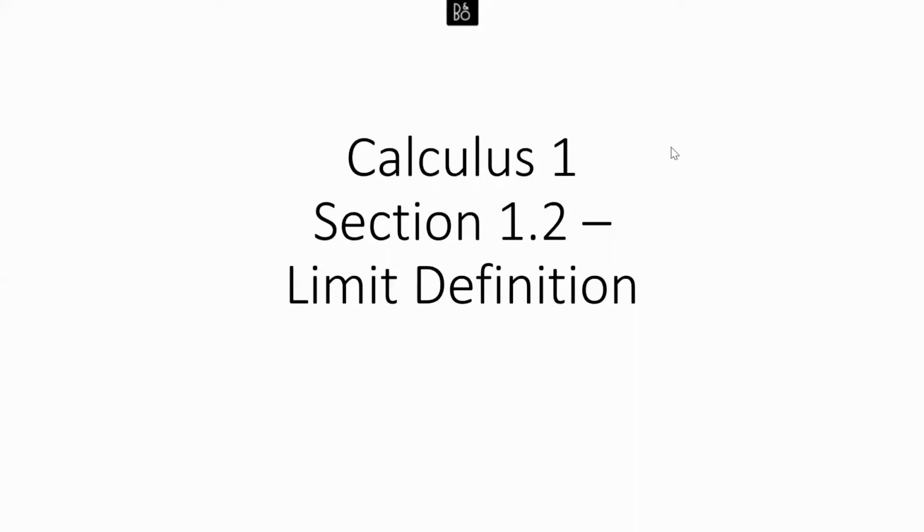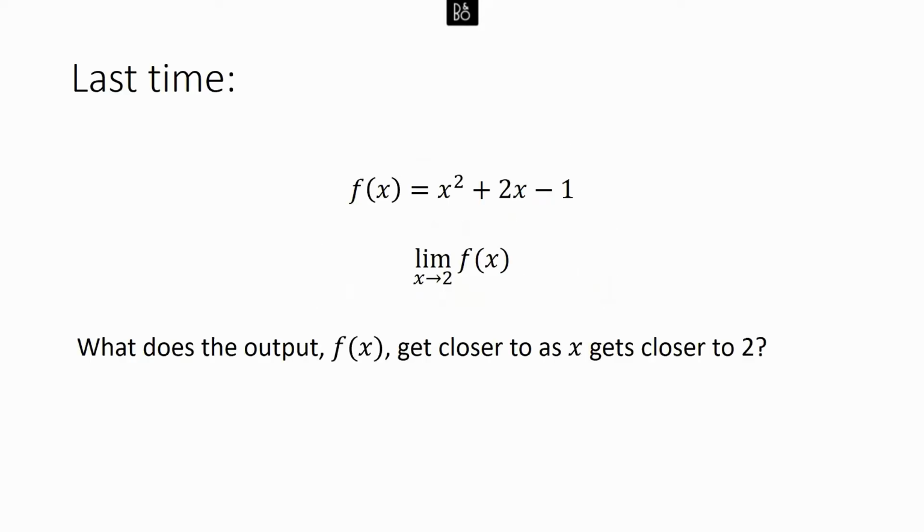In section 1.2, we're going to dive into the limit definition and how it works and what it's actually telling us. So last section, we saw that we had this function f of x equals x squared plus 2x minus 1, and we calculated the limit as x gets closer to 2.